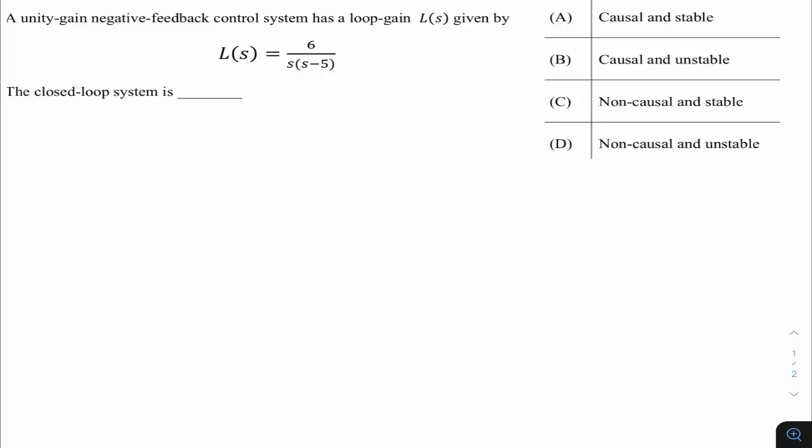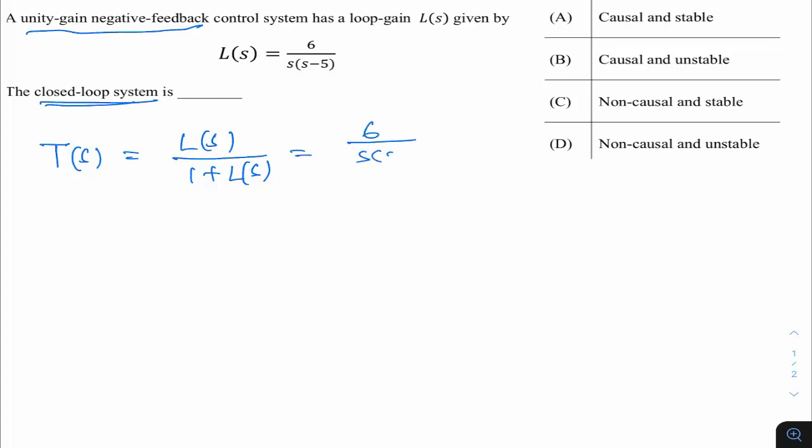Because it's a unity gain negative feedback system, the closed loop system, if I say this is T(s), is given by L(s) divided by 1 plus L(s). The notation is L(s) here, not G(s). Since the question is for the closed loop system, I'm first finding the closed loop transfer function. So this is 6 / (s(s - 5)) divided by 1 plus 6 / (s(s - 5)).